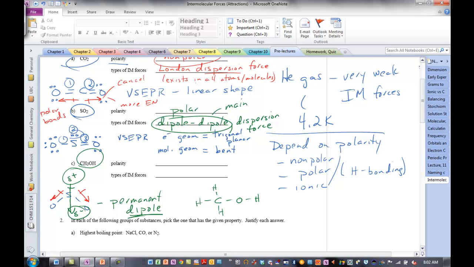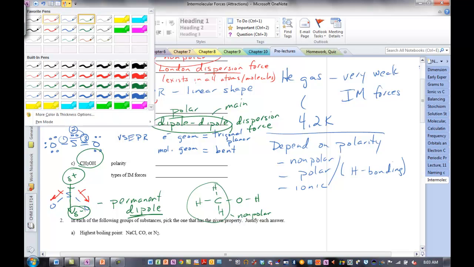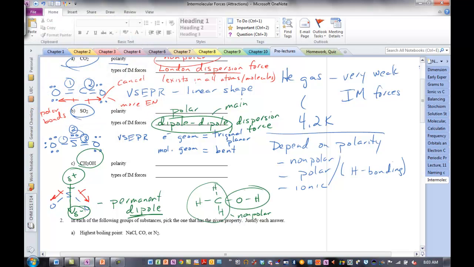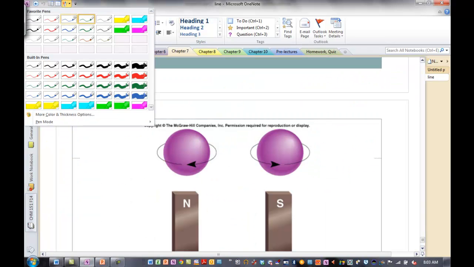Okay, this structure is going to be a little confusing to you. A carbon-hydrogen bond is essentially nonpolar. You don't really need to know that; when you go to organic, you'll hear that a lot. But what you will notice here is that we have an OH bond.